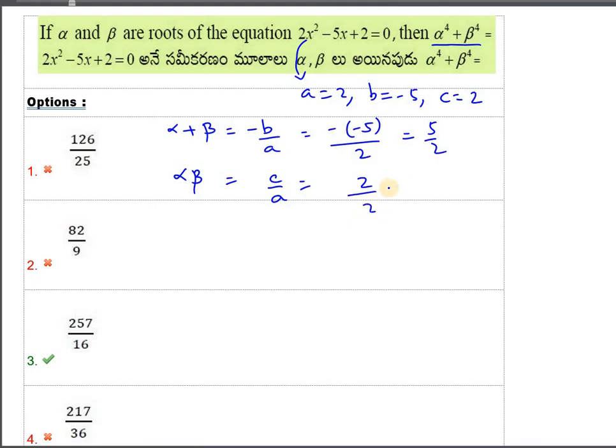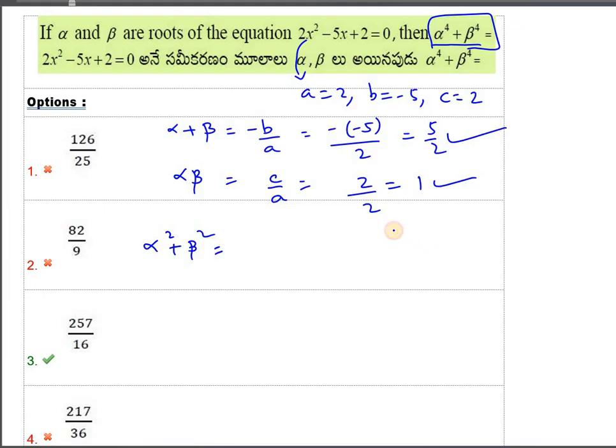2 by 2. This is 1. So we got alpha plus beta is equal to 5 by 2 and alpha into beta is 1. Now our target is to find alpha power 4 plus beta power 4. Here we will use again a formula of 8th class, alpha square plus beta square.